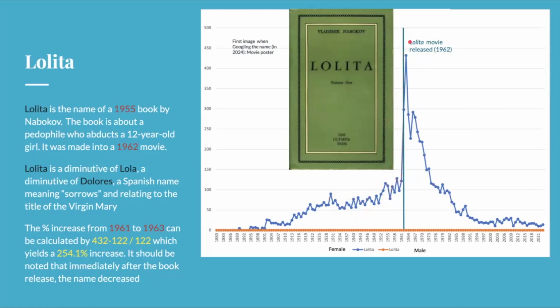But then it kind of continued upward a little bit. It's one of those names where it's a perfectly fine name. If you want to name your kid Lolita these days, the other kids probably won't know about this book. But naming your kid Lolita immediately after the movie comes out, that's a little questionable to me.